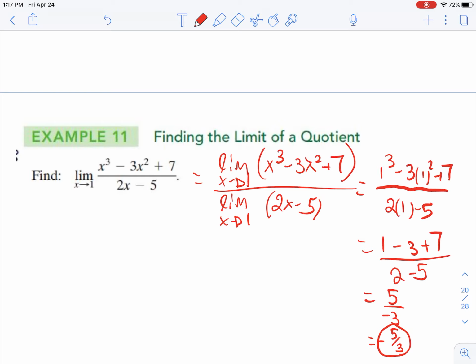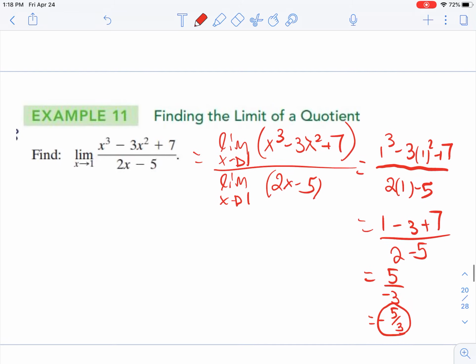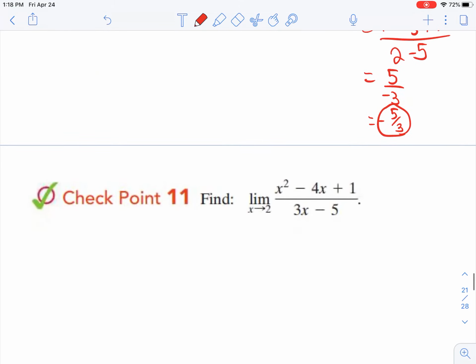So the next thing that we're going to be doing is please go ahead and do checkpoint 11 for me, guys.